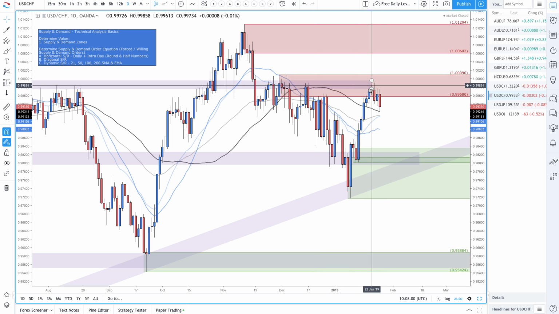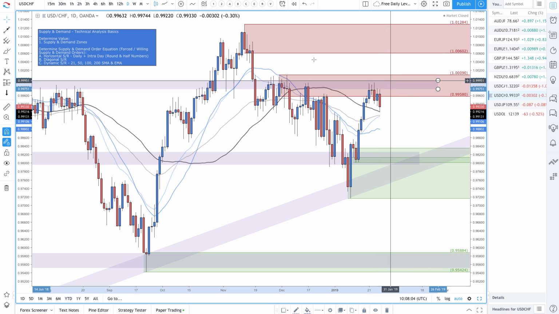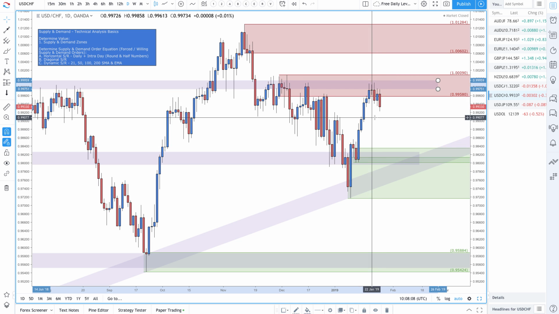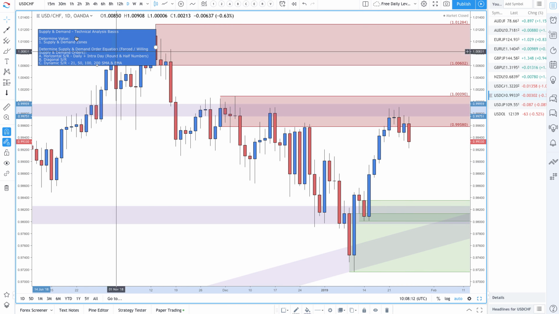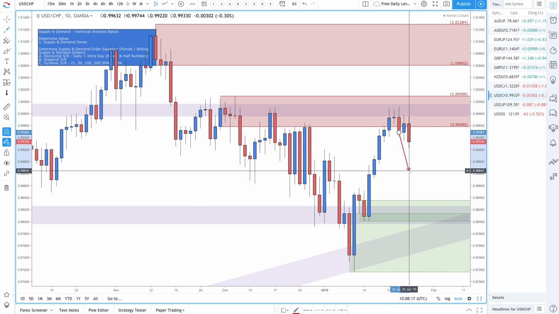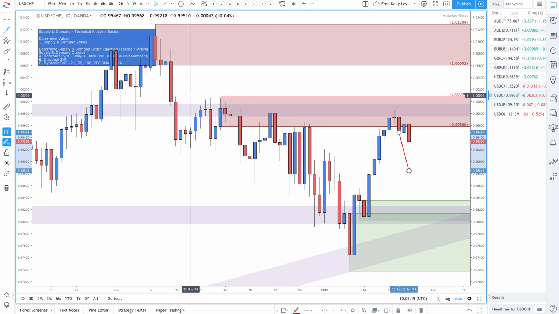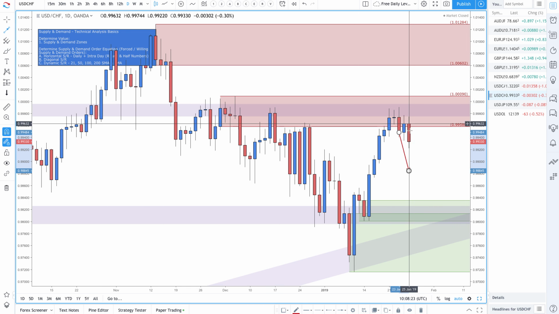So looking at the charts, let's drag this across. Let's get rid of the moving averages for now. So this would have been your opportunity to get short, a nice outside candle, one of my favorite entry candles. Not to say I'm buying the Swiss franc, but it's definitely a nice daily candle.